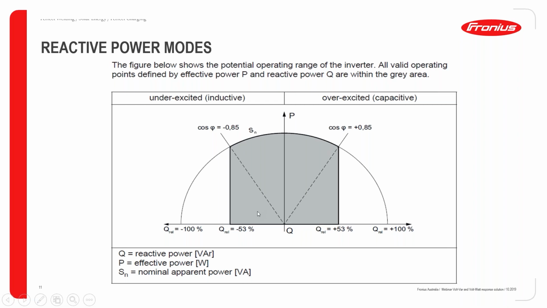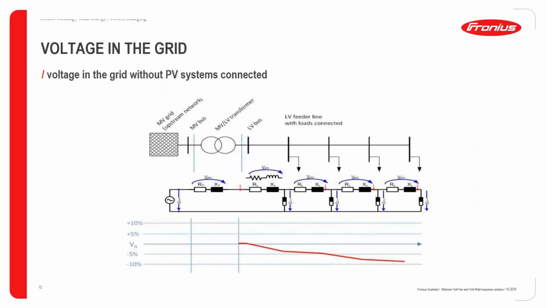Now, let's move on to this really easy to understand figure. It shows what the power lines look like out in the street. This is just a simple basic block diagram which shows what happens to the AC voltage in the grid without PV systems connected.